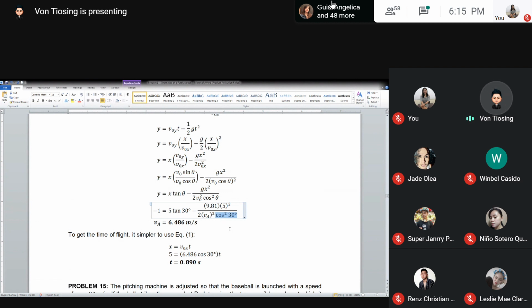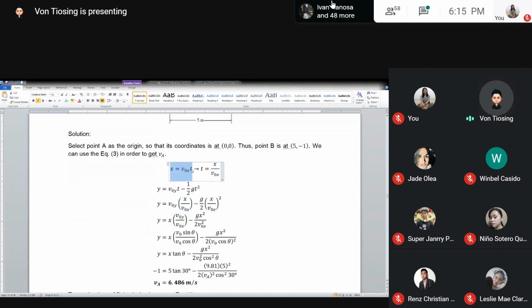Double check ko lang, no? Okay, so we have 6.486 meters per second. Okay? So, nakuha na natin yung initial velocity. So, we're going to use this. Ayan. Ito yung formula kanina, no? Na nilagay ko rito. So, makukuha mo rin time of flight.